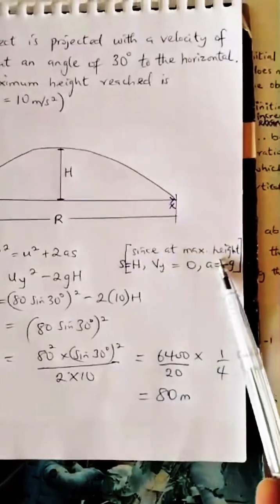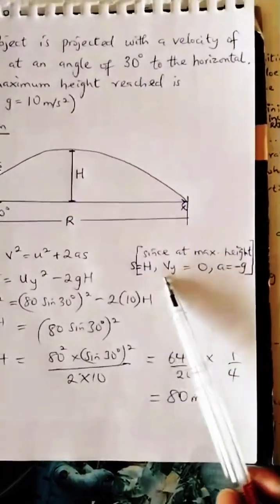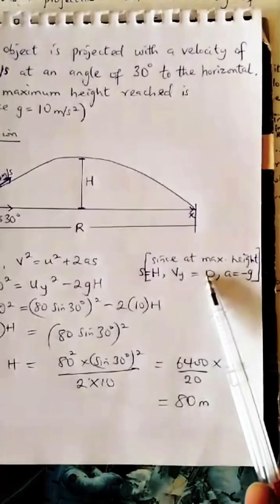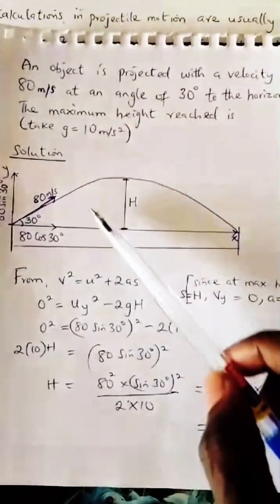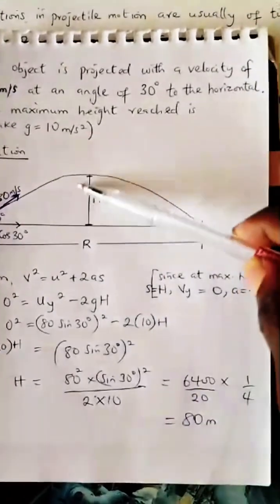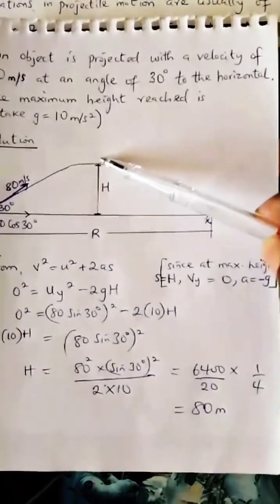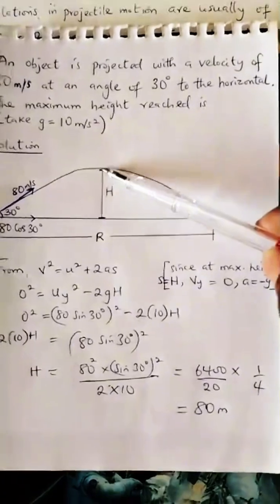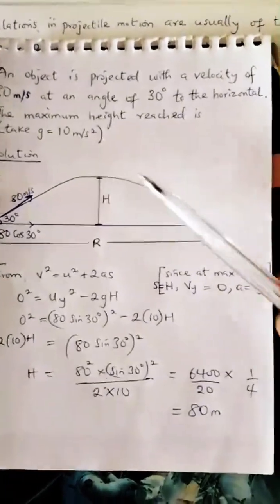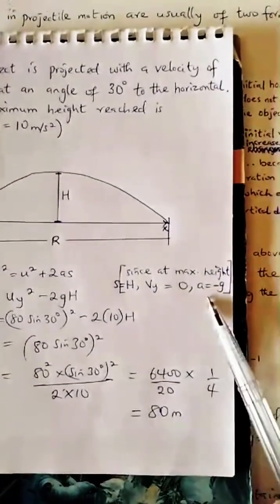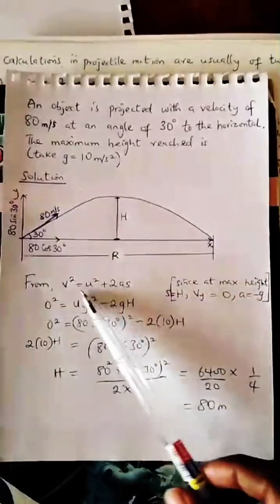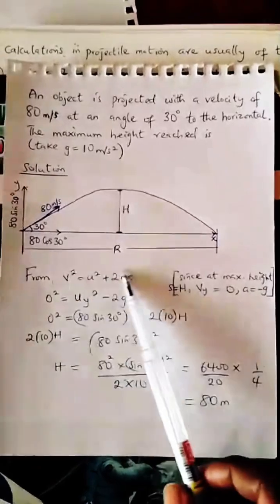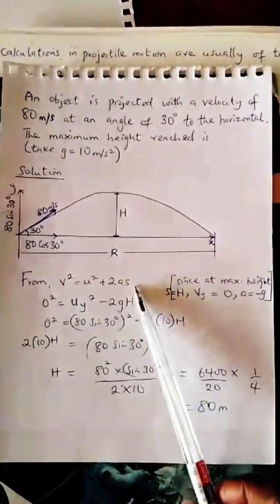At maximum height, the vertical component of the velocity becomes 0 because of gravity slowing it down. So at this point, the vertical velocity becomes 0, a momentary stop. So vy is equal to 0, acceleration is minus g. So we are choosing the third equation of motion to solve for the vertical height.